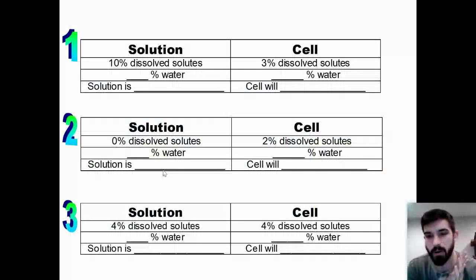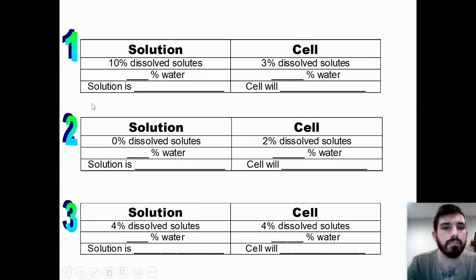All right, here's the part you're going to do. So in a solution that has 10% of, let's say, salt, what percent of this solution is water? Hopefully you're able to figure, well, if 10% is salt or whatever, then it has to add up to 100. So the other percentage of water must be 90. Okay. In the cell, if there's 3% of solute, what percentage is water? Hopefully you're able to do the math by yourself and figure it's 97%.